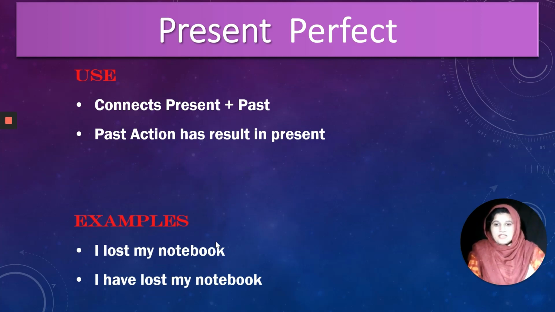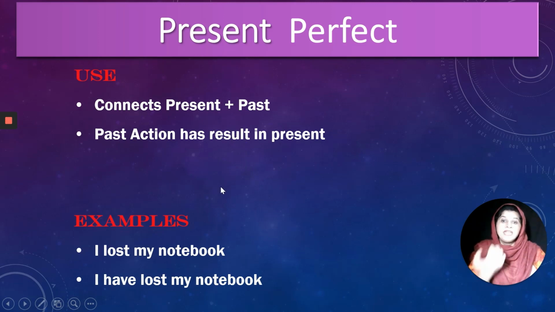But if I say I have lost my notebook, it means that I have lost it and it is still lost, right? It is still true for the present. Its results are still applicable to the present, right? So this is how present perfect tense brings the past activity into the present and makes it true for the present time as well.